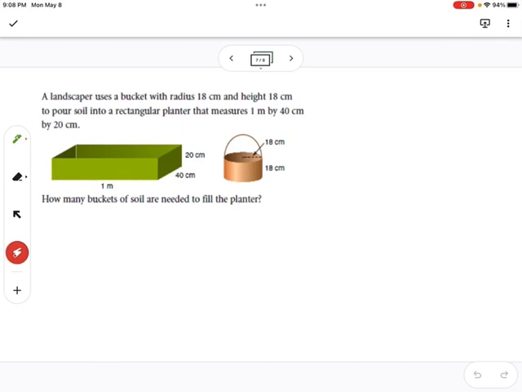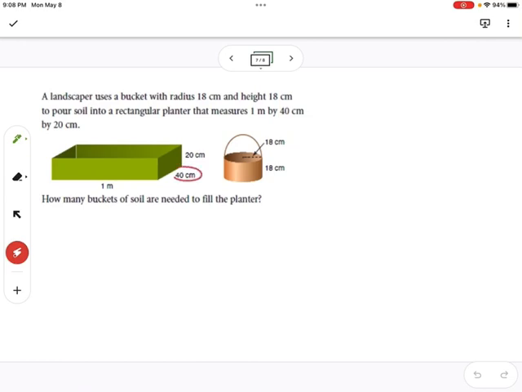Okay. A landscaper uses a bucket with radius 18 centimeters and height 18 centimeters to pour soil into a rectangular planter that measures 1 meter by 40 centimeters by 20 centimeters. How many buckets of soil are needed to fill the planter? Okay, so we're already given diagrams here, so we don't need to draw those out. I do see one problem with our units.